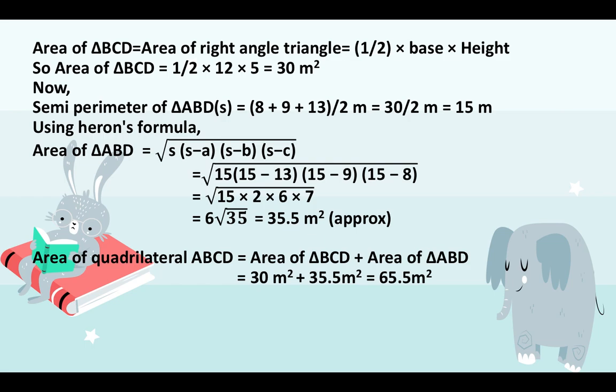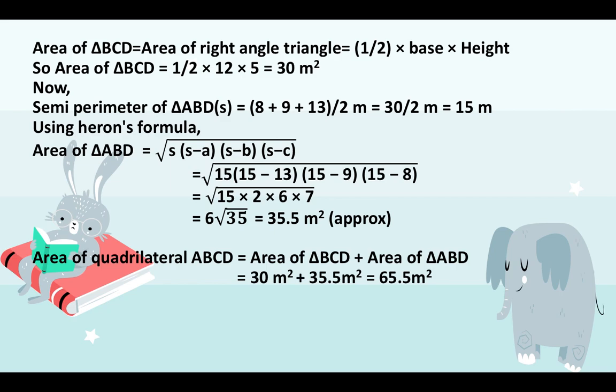Now I will calculate the area of the other triangle, which is ABD. In this I will apply Heron's formula, under root s into s minus a into s minus b into s minus c. Now what is the value of s over here? s is the semi-perimeter of the triangle whose sides are 8, 9 and 13. So simply I will add these sides and divide by 2. The answer I get is 30 divided by 2, which is 15 meters. So I'll put the values in this formula. I get 15 multiplied by 15 minus 13, 15 minus 9 and 15 minus 8.